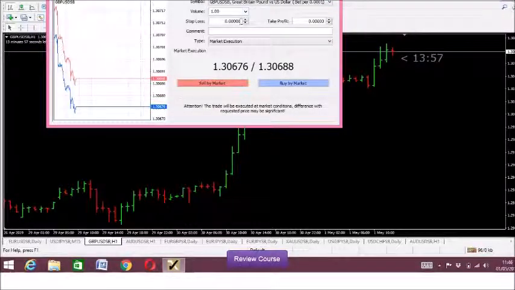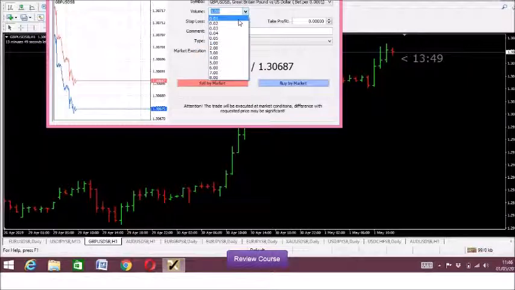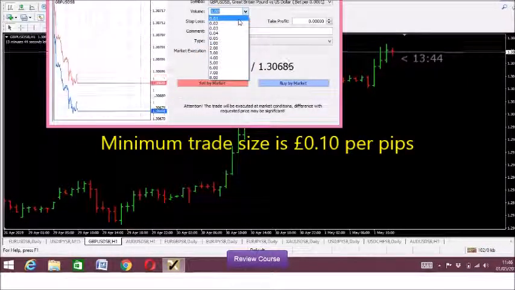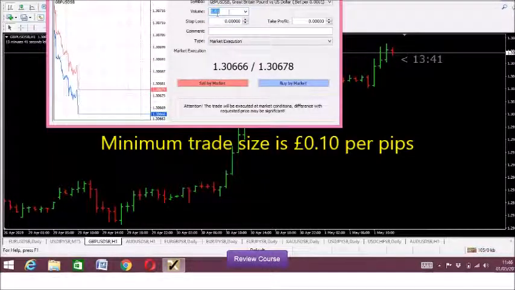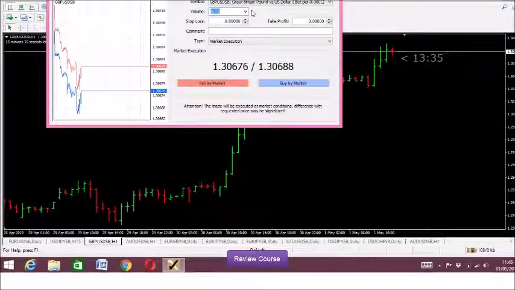So volume is what volume you want to trade at. Let's say, for example, £1 per pip or £2 per pip. The minimum you can trade is 10 pence per pip. If you want to place that, it's 0.01. It's 10 pence per pip, and you can trade up to as much as you want.